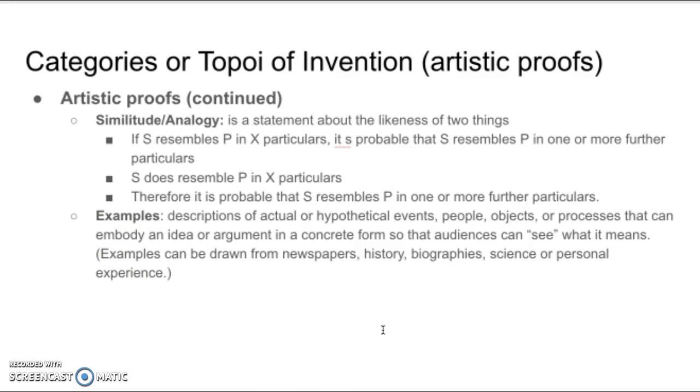Examples are descriptions of actual or hypothetical events, people, objects, or processes that can embody an idea or argument in a concrete form so that audiences can see what it means. And examples are very effective and useful, especially when we're trying to persuade. Examples can be drawn from newspapers, history, biographies, science, or even personal experience.